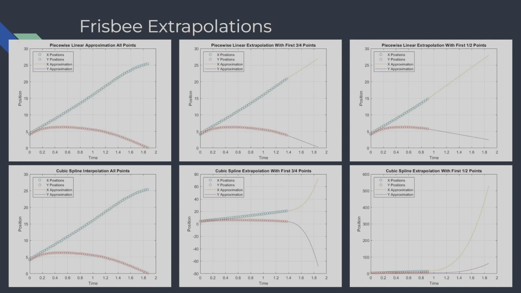And then with the spline interpolations, the extrapolation does not work very well for both the 3/4 and the half points taken away or kept. You can see for the half point that the y approximation actually curves up instead of down, but again, the spline is not made to extrapolate these points.